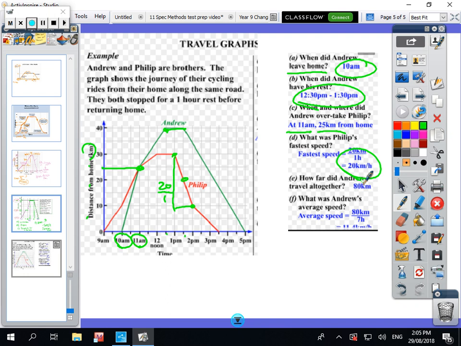How far did Andrew travel altogether? Well, Andrew is the green line. He travelled out to 40 and then he travelled back to 0. So he travelled a distance of 80 kilometres because he went 40 out and then he went 40 back. And the last one, what was Andrew's average speed? Well, the time between 10 and 5 is 7 hours. He drove 80 kilometres, so on your calculator, 80 divided by 7 is about 11.4.